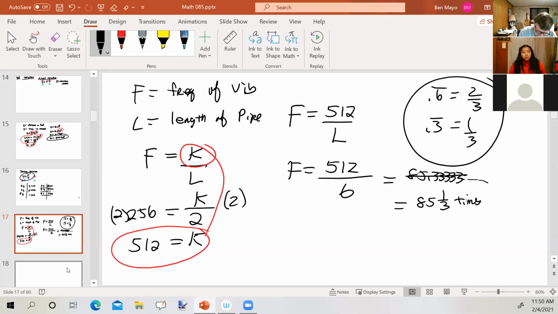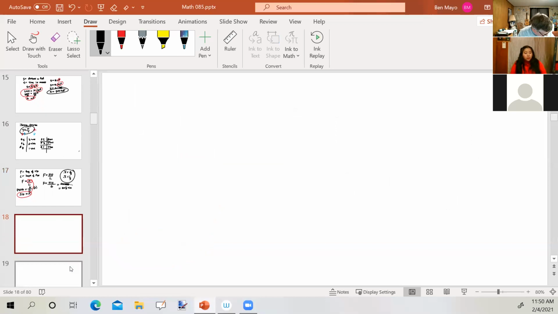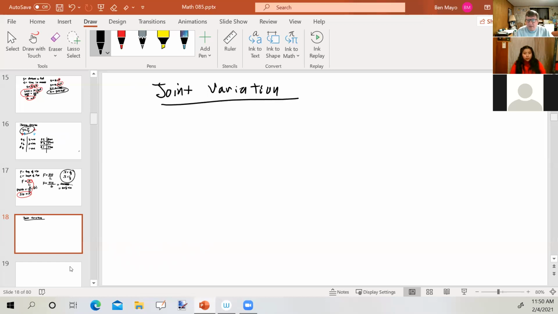All right. Third type of variation is called joint variation. Its general form looks like this: y equals kxw, we'll say.